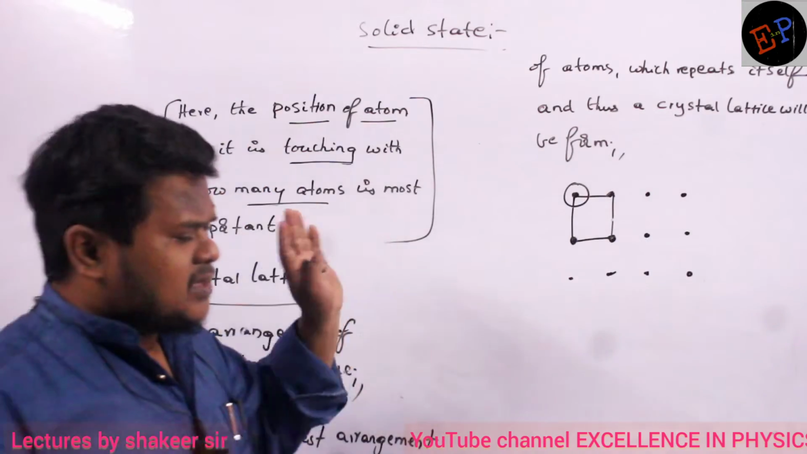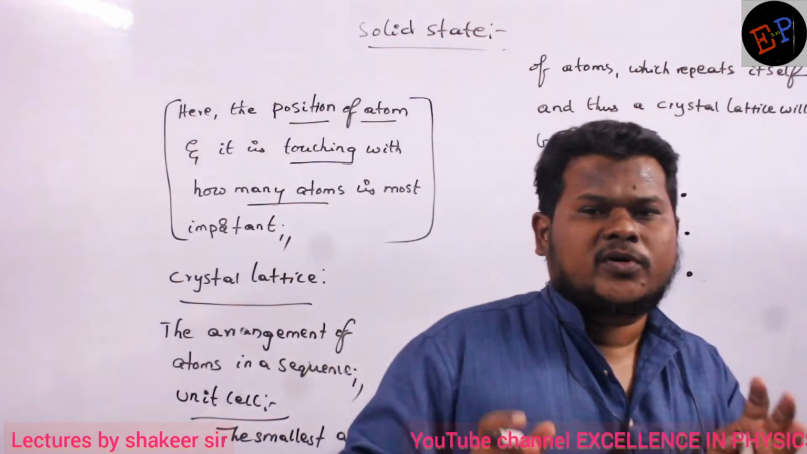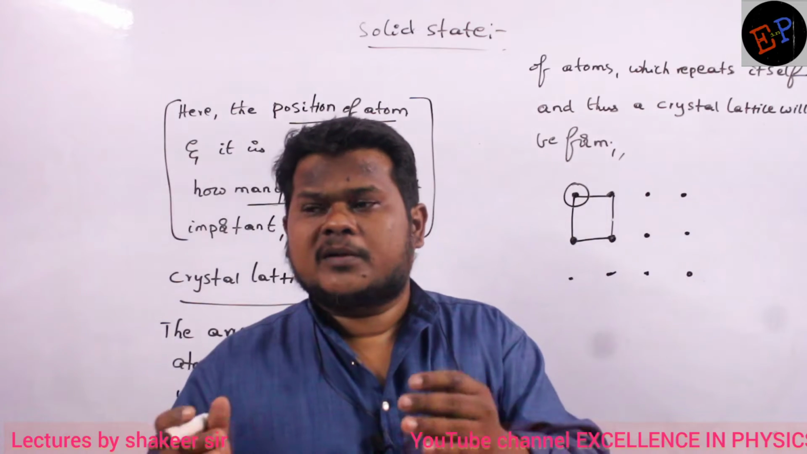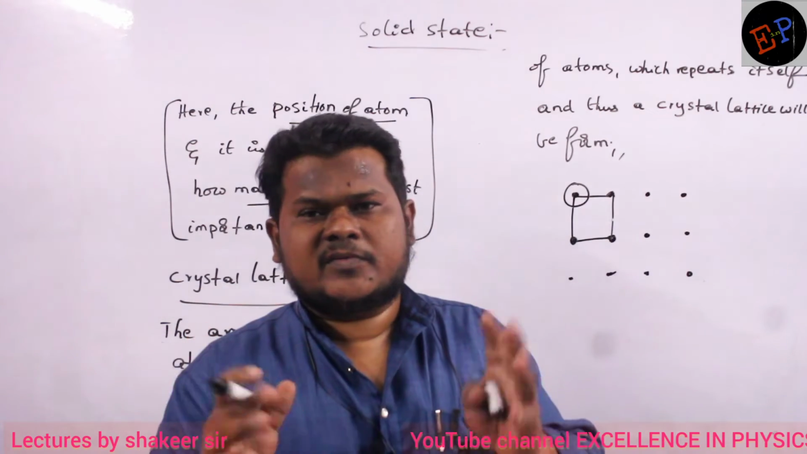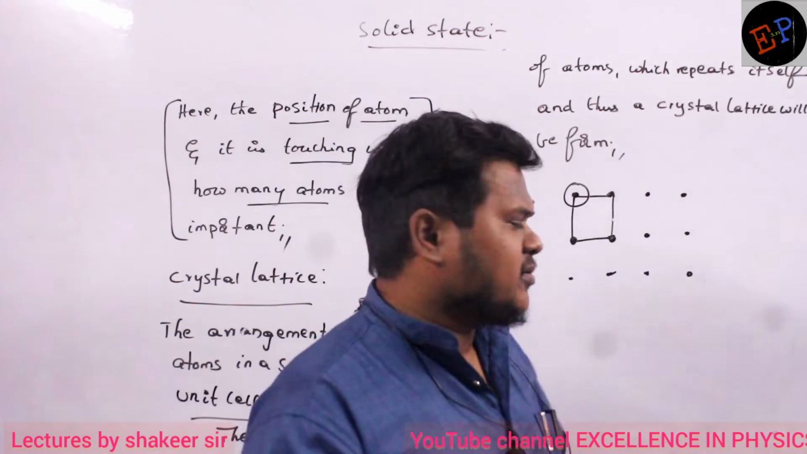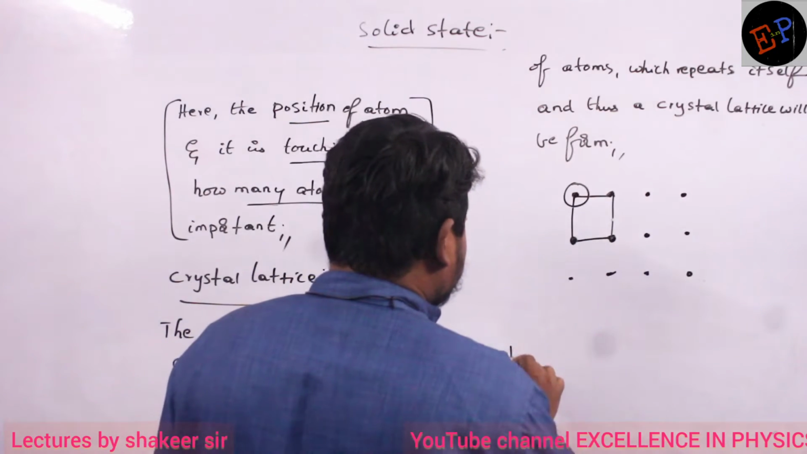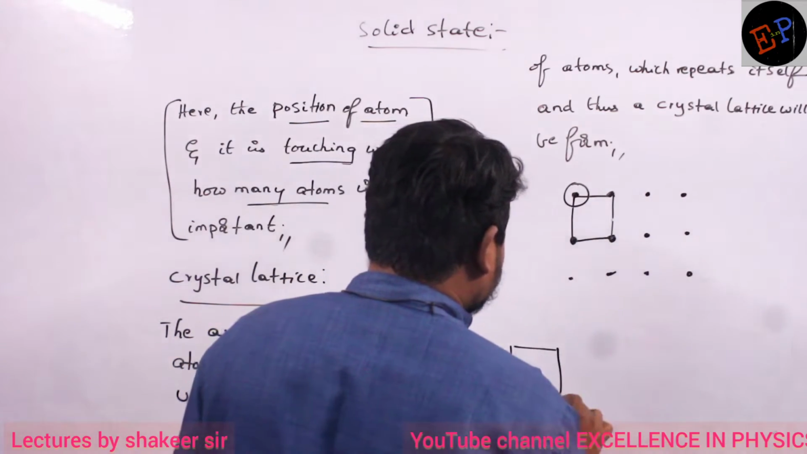And we limit our discussion only up to cubic unit cells. Only up to cubic unit cell. What is meant by cubic unit cell? Cubic unit cell means which is present in the form of a cube. That is called a cubic unit cell.